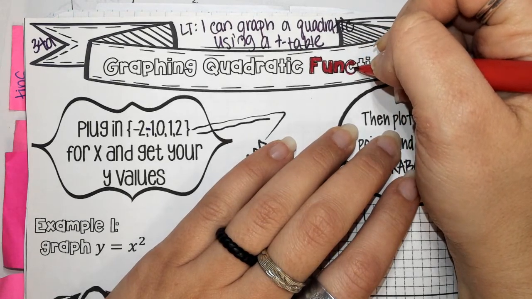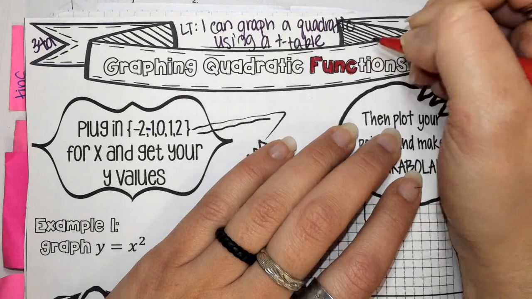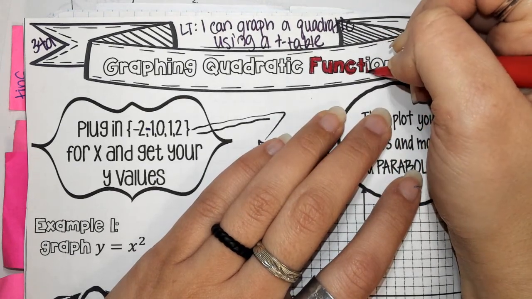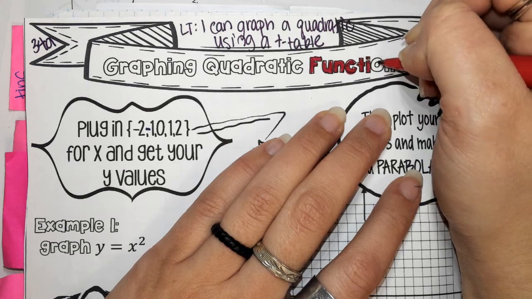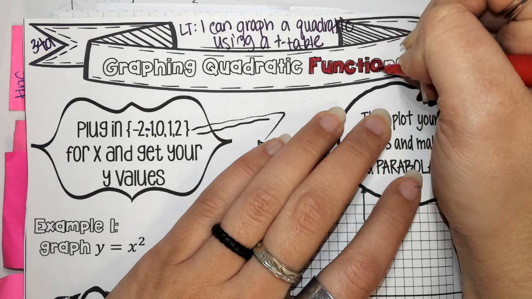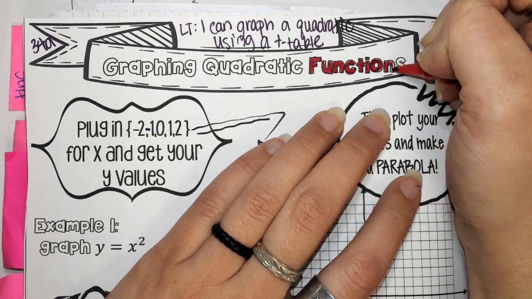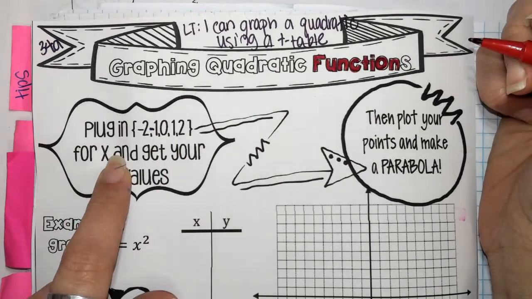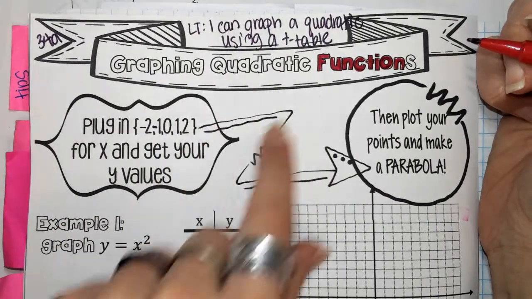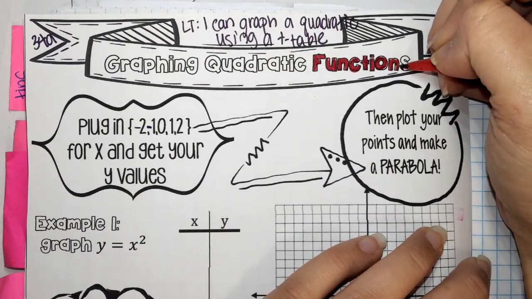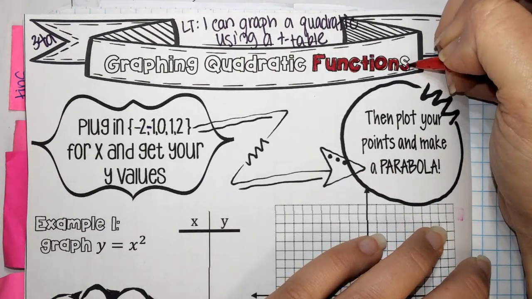Alright, so when you're graphing quadratics, there are several ways that you can do it. But the first way that we're going to learn is just by making a t-chart. And remember, we've done that when we graphed a linear function, and you still use the same process. So every time you plug in -2, -1, 0, 1, 2 for x and get your y values, then what do you do? Plot your points to make a parabola.